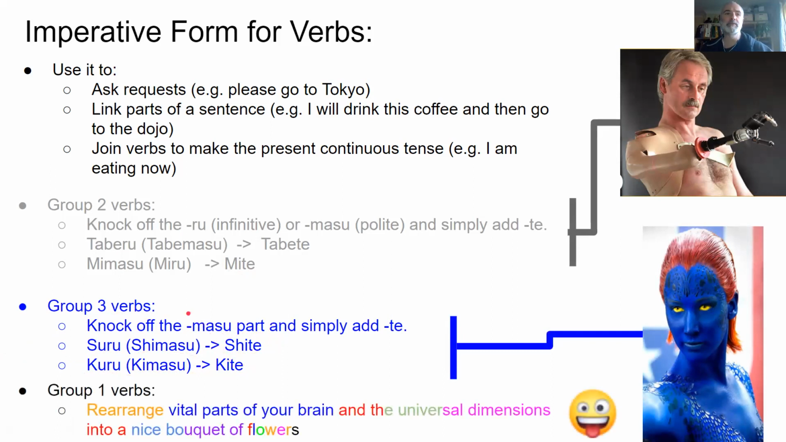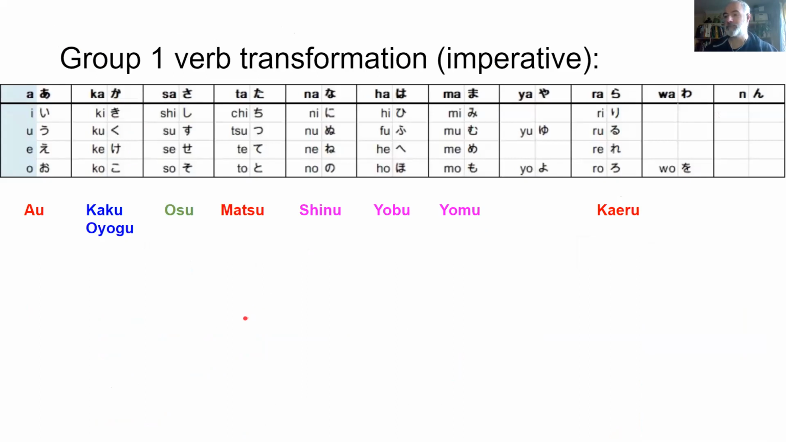And then the group 1 verbs, what we should just do is rearrange all the vital parts of your brain and the universal dimensions into a nice bouquet of flowers. This is probably one of the hardest parts of the Japanese language, to transform group 1 verbs into the te form. So once we've done this and once we've mastered it, we've really walked the highest mountain in learning Japanese. But let's have a quick look.